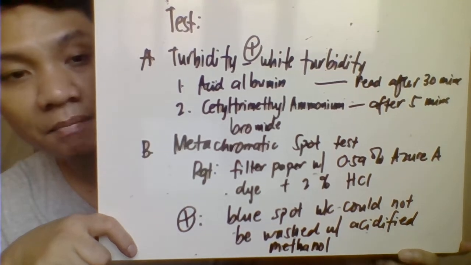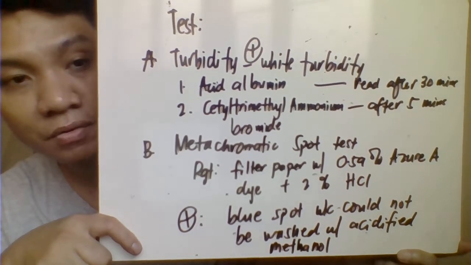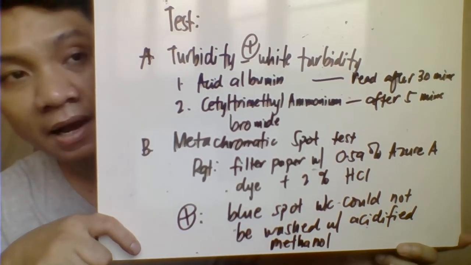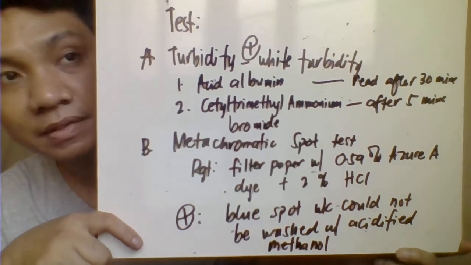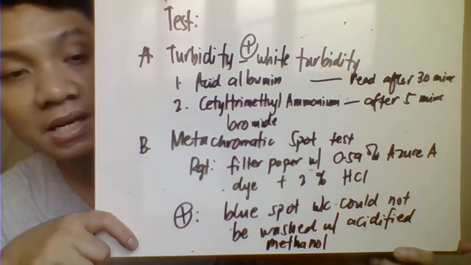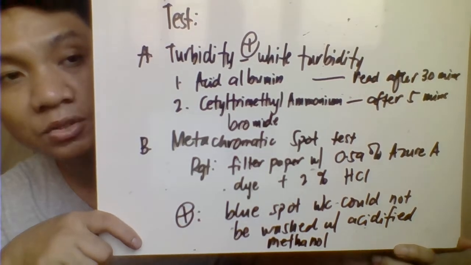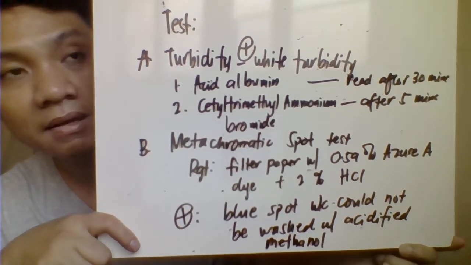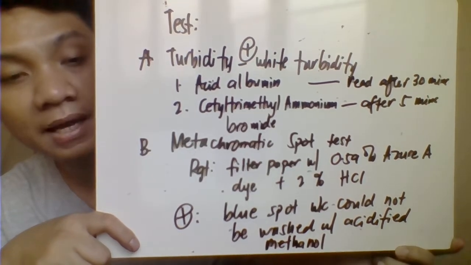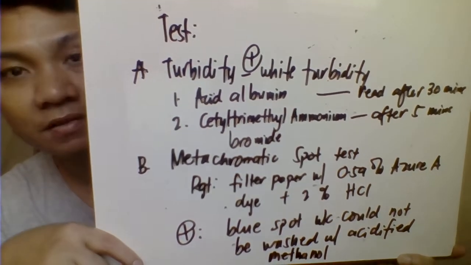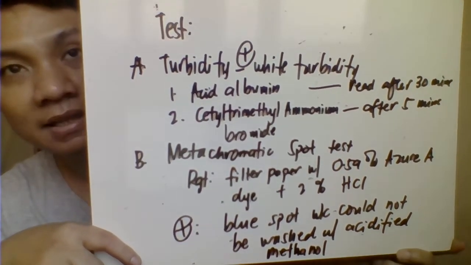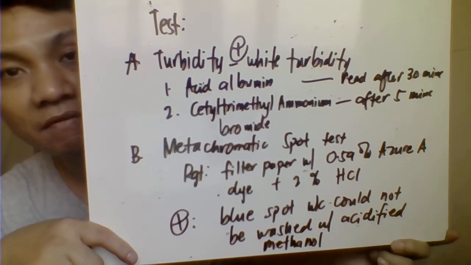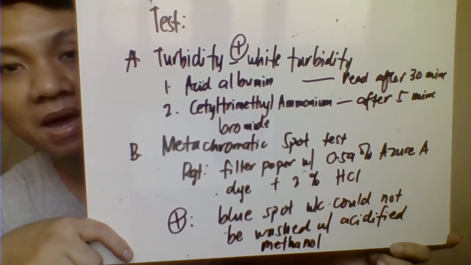Another test is the metachromatic spot test with the use of acid dyes. We use Whatman filter paper impregnated with 0.5% azure dye plus 2% hydrochloric acid, which reacts with our basic mucopolysaccharide. The positive result is the presence of a blue spot that is not washed out even upon addition of acidified methanol solution.